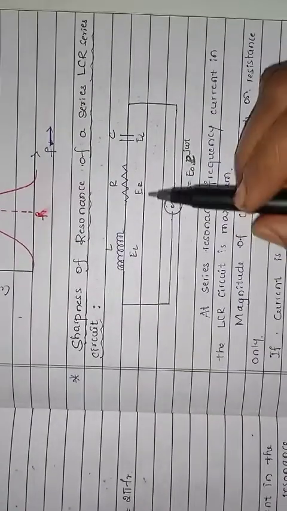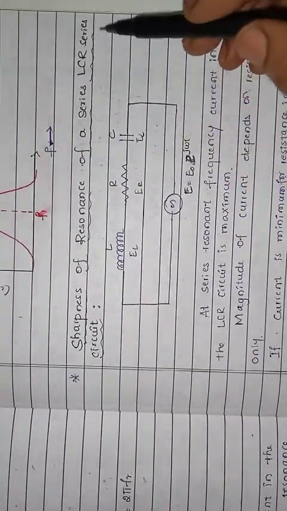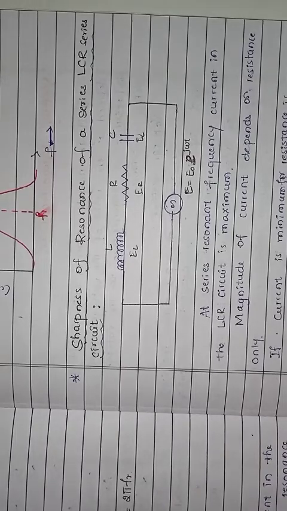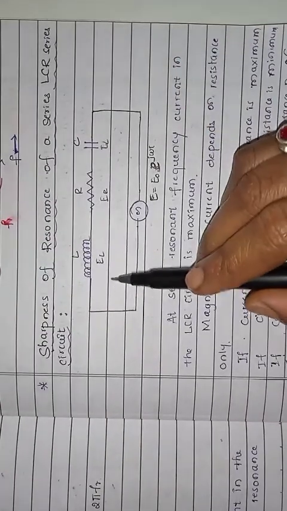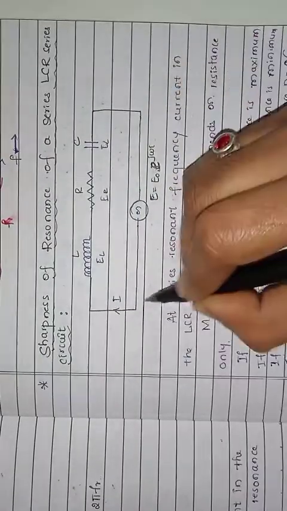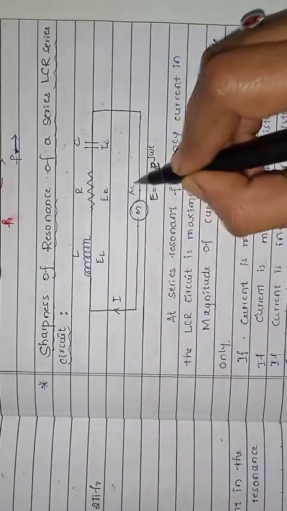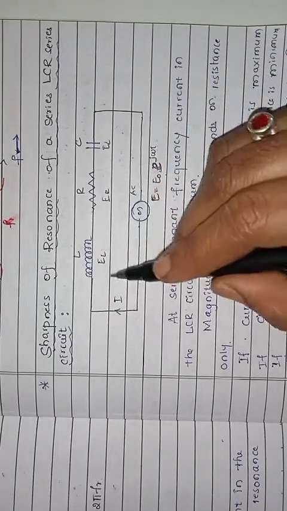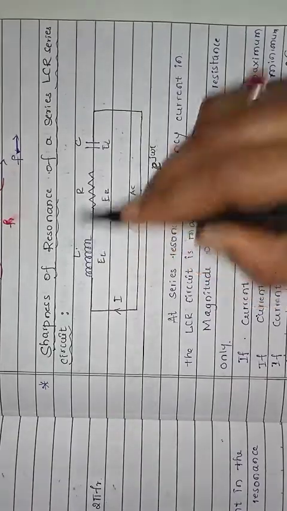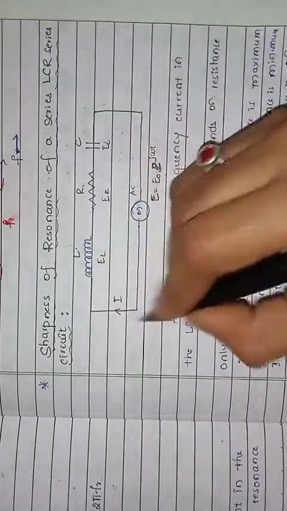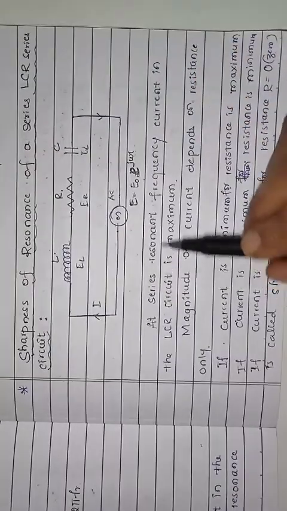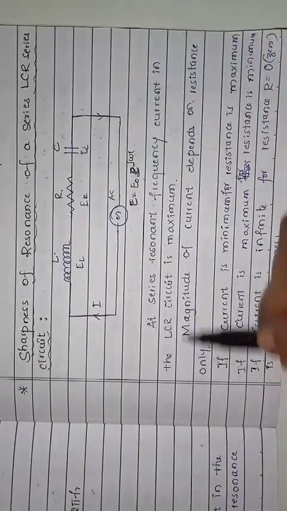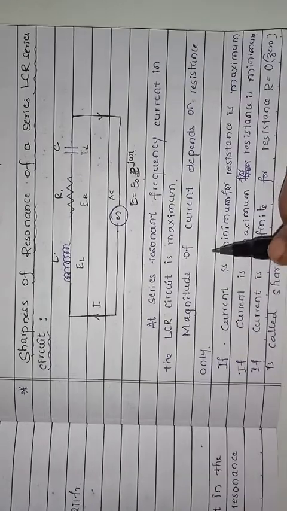Then, the sharpness of resonance of a series LCR circuit. Again we take the same circuit. The AC signal is E = E0 e^(jωt), applied to a circuit having inductance, resistance and capacitance. The current is moving through this circuit. At the series resonant frequency, the current in the LCR circuit is maximum.